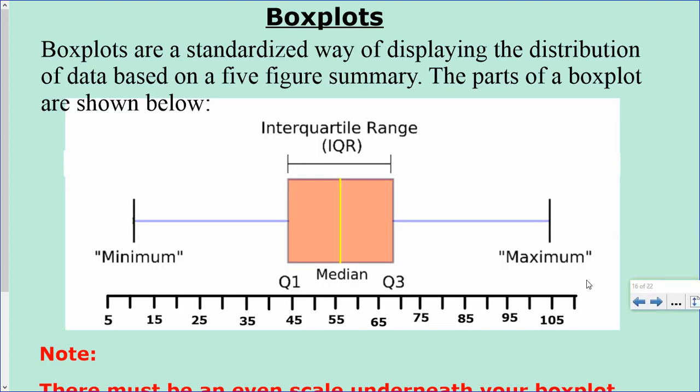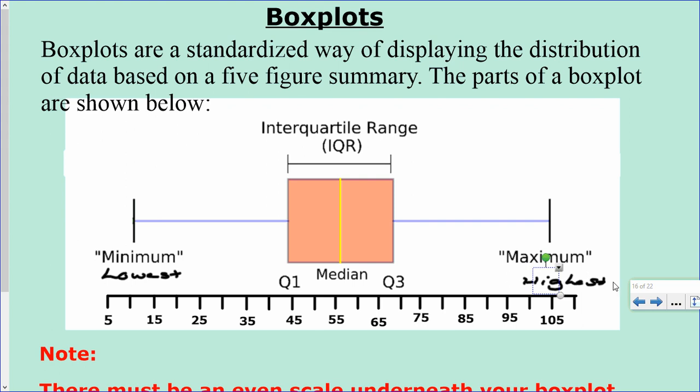Now, this is just an example here. So we've got a box plot, a standardised way of displaying the distribution of data based on a 5-figure summary. So that's the part we've been doing already. So the parts of the box plot are shown below. So minimum, or our lowest, as we've been calling it. And then this is our Q1. This line represents the first line of the box. We've got another line in the middle which represents our median. And we've got our Q3 here, which represents the end of the box. And then we've got the highest.